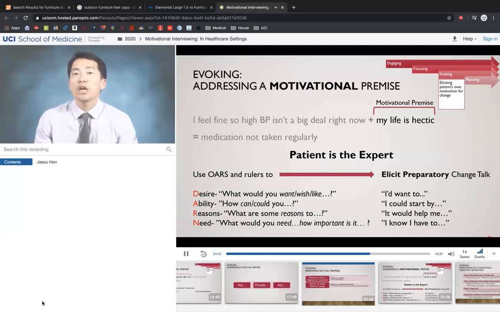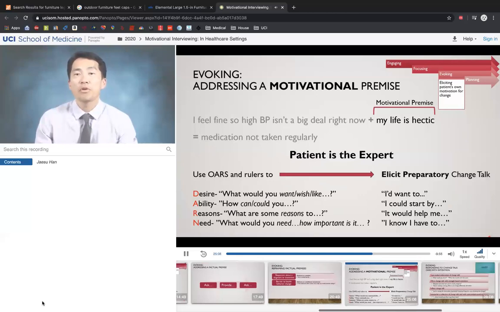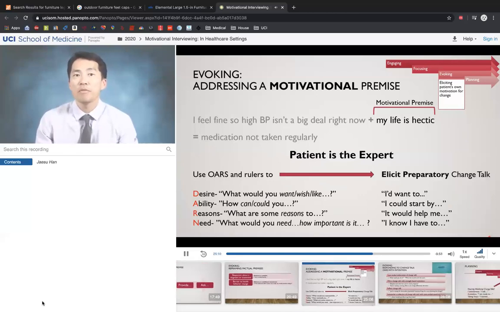Preparatory change talk would be statements from the patient about their desire for change, their ability to make a change, reasons for making a change, and needs for making a change. What would they need to do that? So, for example, if we were to ask, what would you like about losing weight? The patient would say, well, I would like the fact that I would be able to move more easily, or I might have less knee pain.